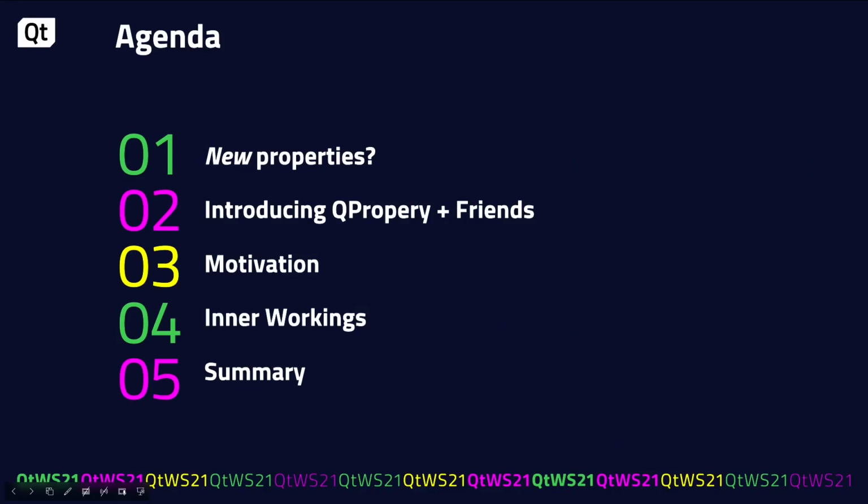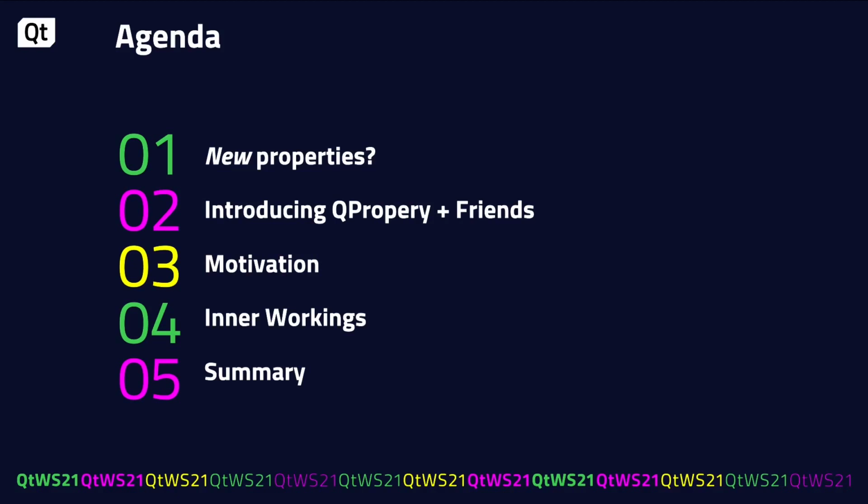On today's agenda, we find 4 main points. We will shortly look at how properties looked in Qt 5 and what's new in Qt 6. Then we will introduce QProperty and related classes which make up the new property system in Qt 6. We will show a short motivational example and then shortly explore the inner workings of the property system.